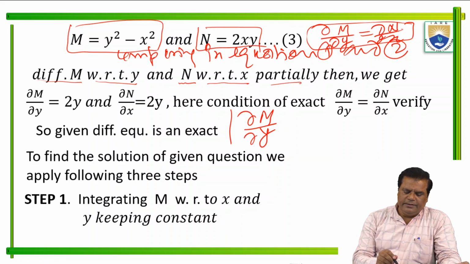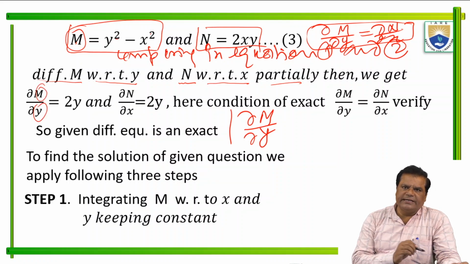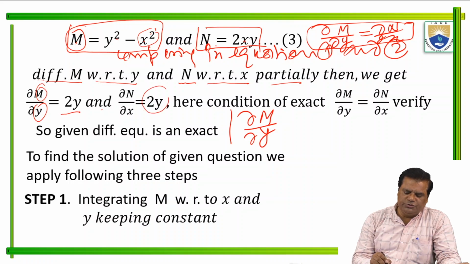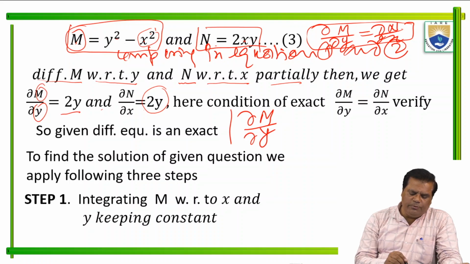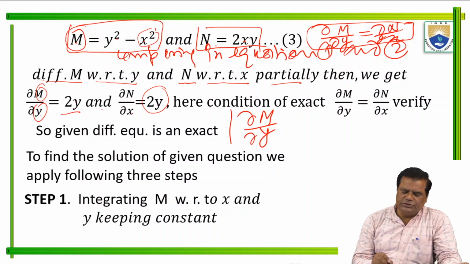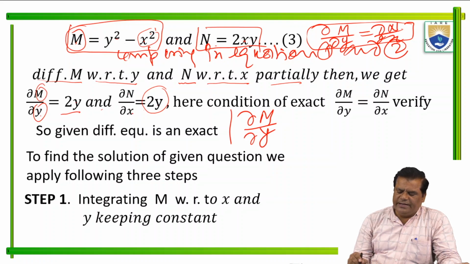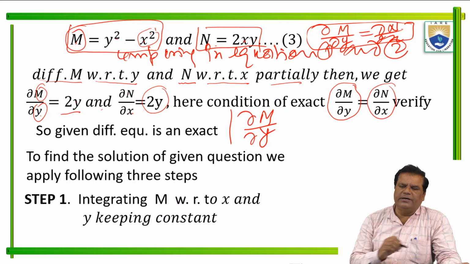Here M equals y square minus x square. Differentiating M with respect to y means x is a constant, so the derivative of x square is 0 and of y square is 2y. Now differentiating N with respect to x, y is a constant, the derivative of x is 1, so this is 2y. Here we see that del M over del y is 2y and del N over del x is 2y. The condition of exactness, del M over del y equal to del N over del x, is verified.